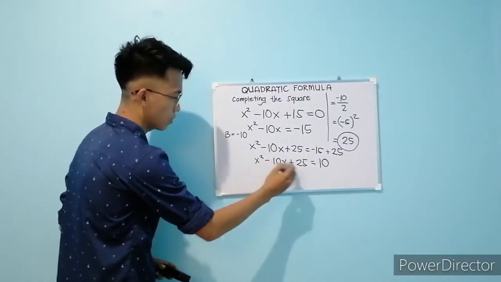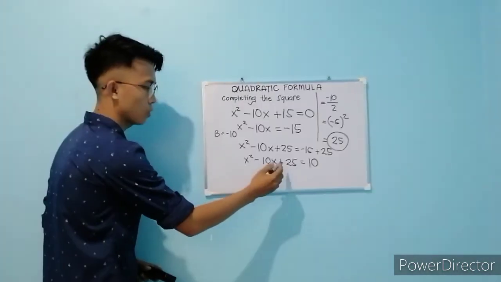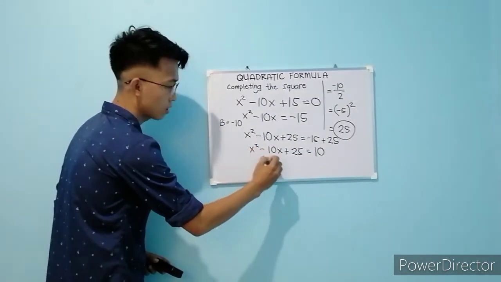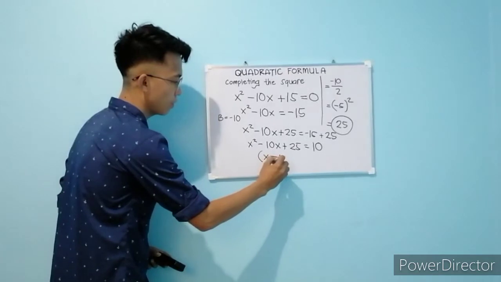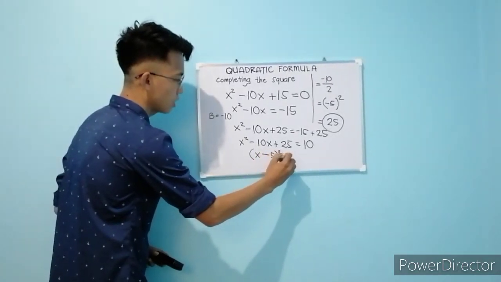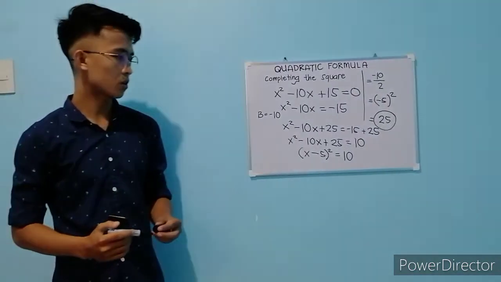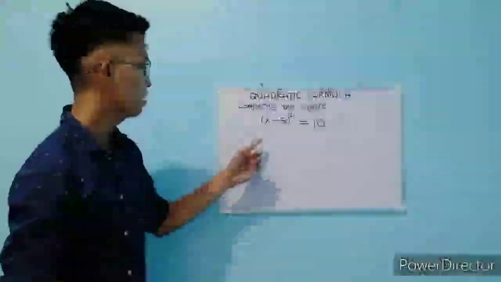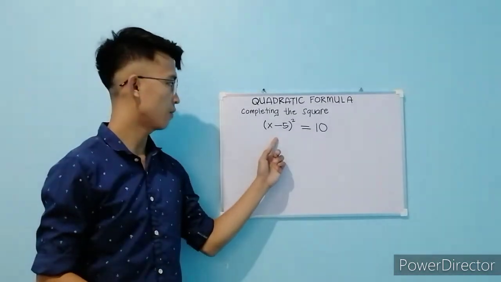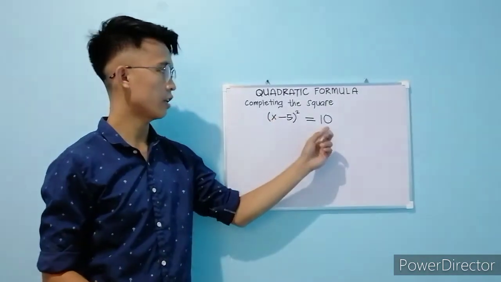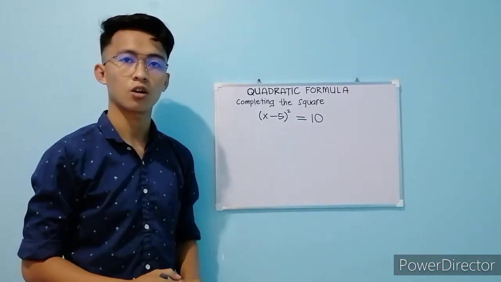Just find the factor, or square root, of 25. So that is x, copy the sign of the middle term, minus 5 squared is equal to 10. So we have now x minus 5 squared is equal to 10. We have the factored form of the perfect square trinomial and the simplified form of the constant term.